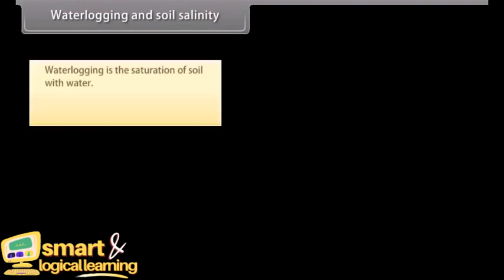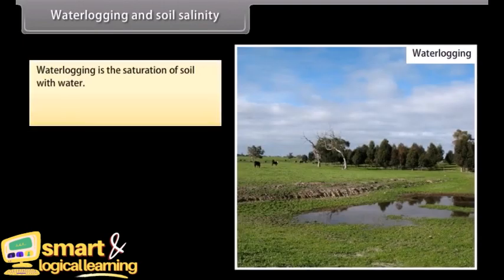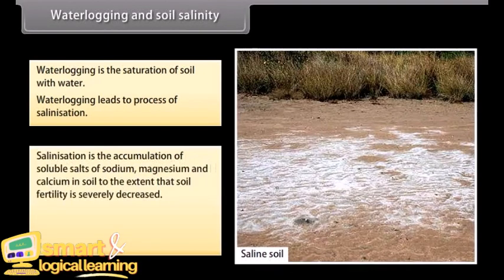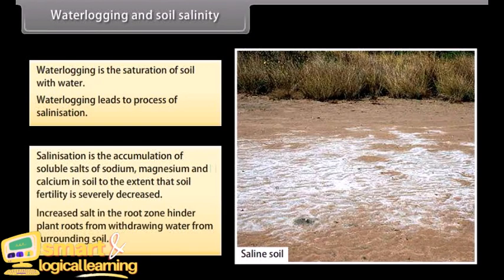Waterlogging and soil salinity. Waterlogging is the saturation of soil with water. Waterlogging leads to the process of salinization. Salinization is the accumulation of soluble salts of sodium, magnesium, and calcium in soil to the extent that soil fertility is severely decreased. Increased salt in the root zone hinders plant roots from drawing water from surrounding soil.